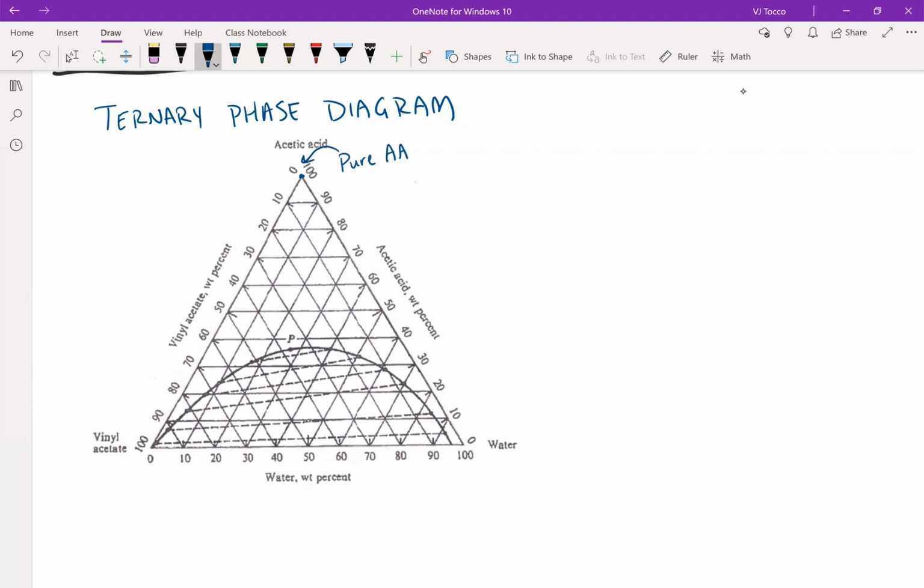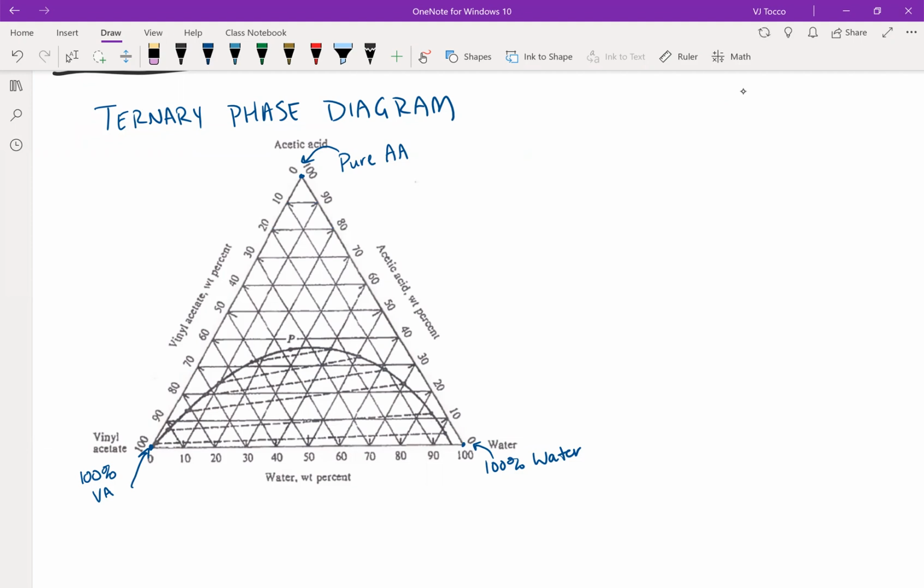Or in other words, 100% acetic acid, 0% water, 0% vinyl acetate. Ditto for the other two. This is 100% water down here at this vertex, and 100% vinyl acetate is at that vertex. And these numbers on the side correspond to lines that are perpendicular to the point. So in other words, this horizontal line corresponds to 90% acetic acid. This horizontal line corresponds to 80% acetic acid, and so on and so forth.